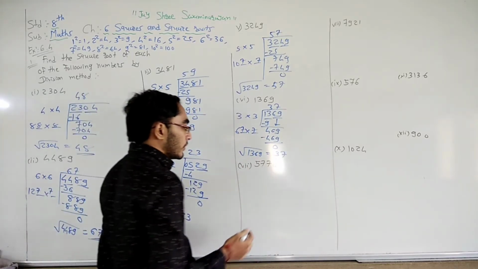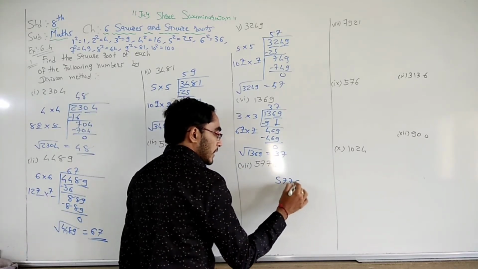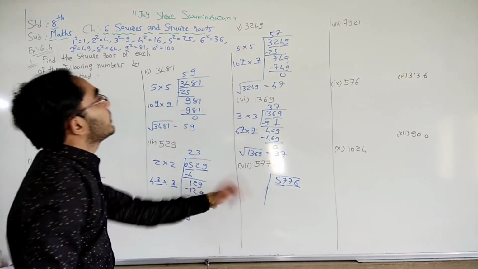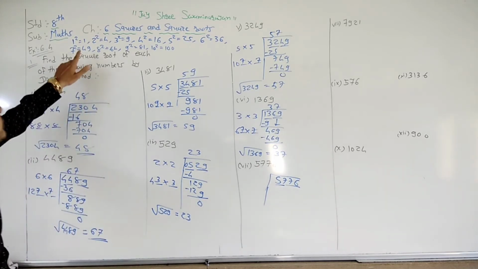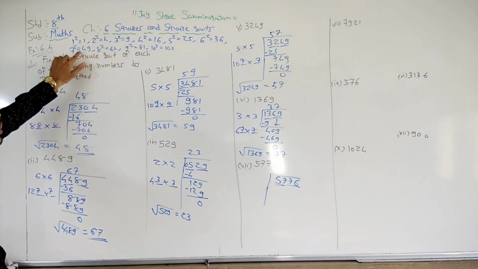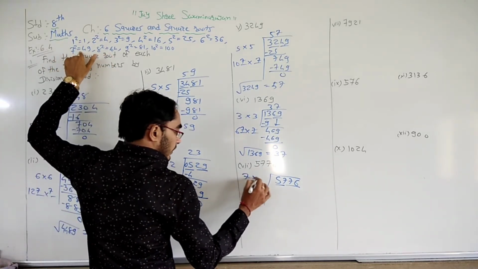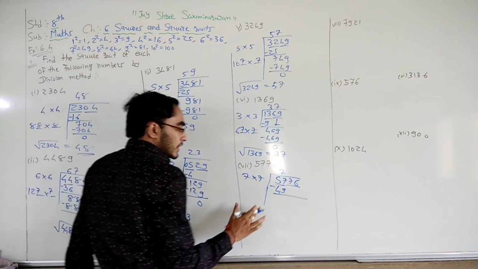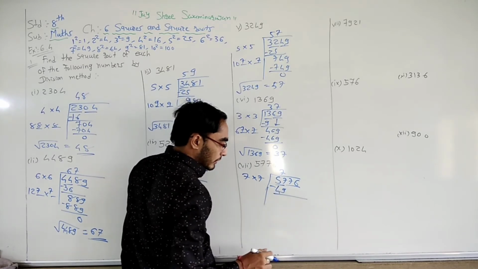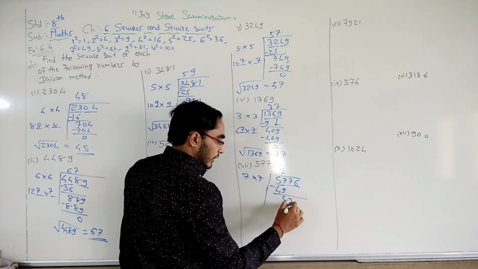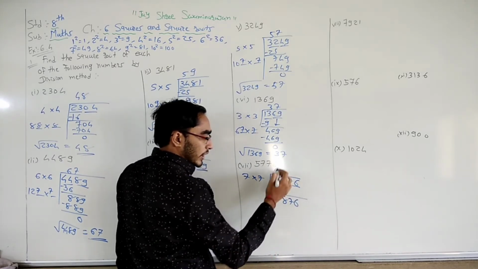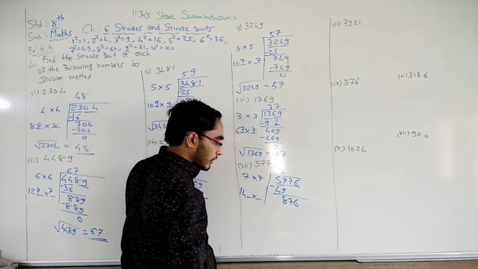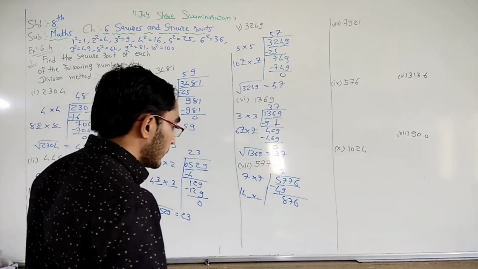After that 5776. Make the pair of two digits. So here we have 57. 57 lies between 49 and 64. Out of that the smaller number is 49. So 7 7s are 49. Now subtract 49 from 57. So 8, and this 76 comes here. Now here we have 7. So 7 multiplied by 2 is 14, one space blank, one space blank. Okay.